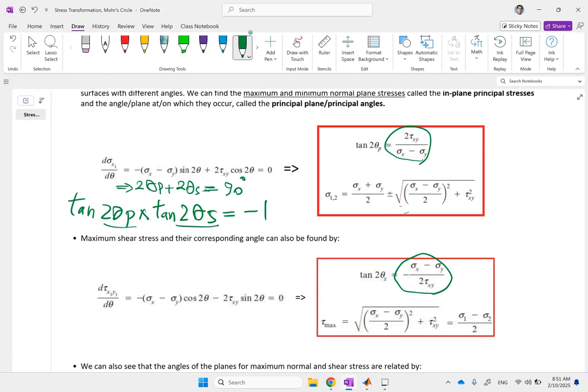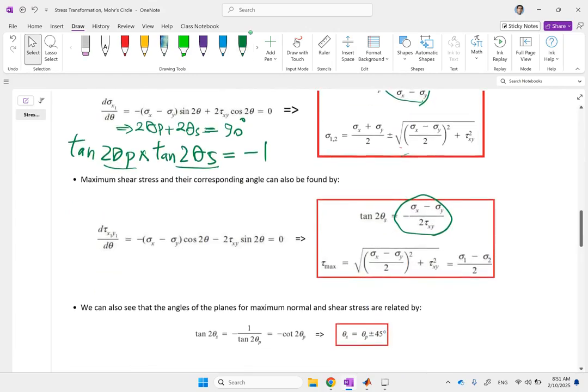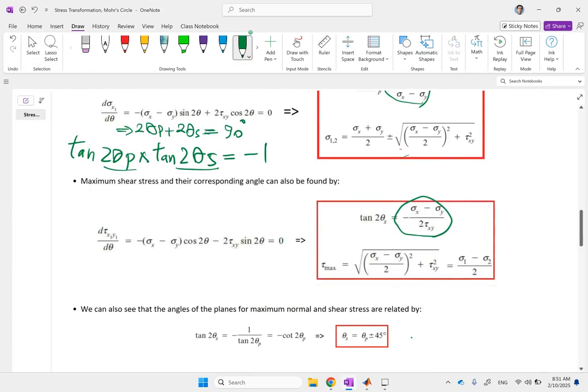So now if you divide both sides of this by 2, you can see that theta p plus theta s is 45 degrees or minus 45 degrees. And this is this one here. So if you have theta p plus minus 45 degrees, that is theta s. Okay, just keep that in mind as well.